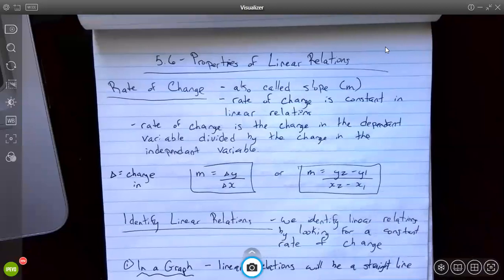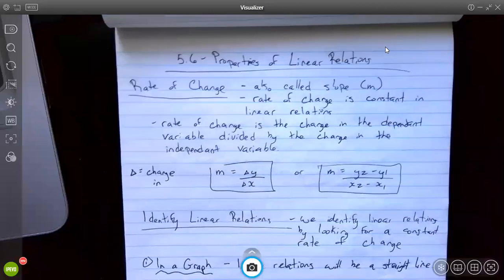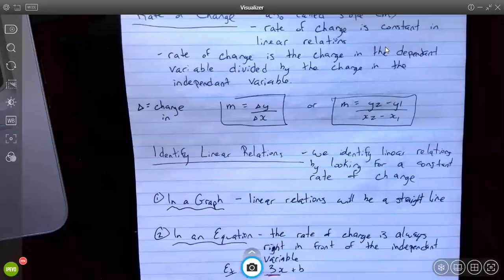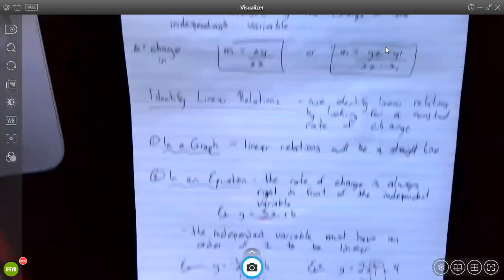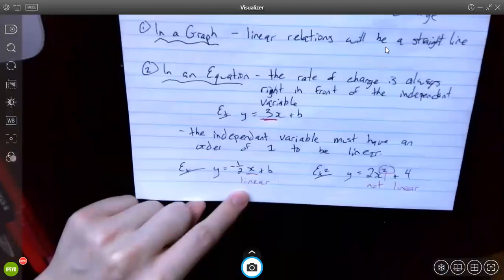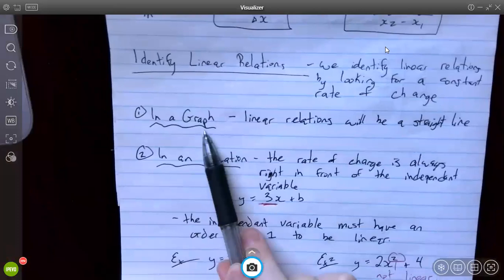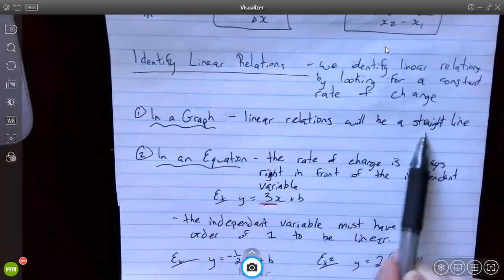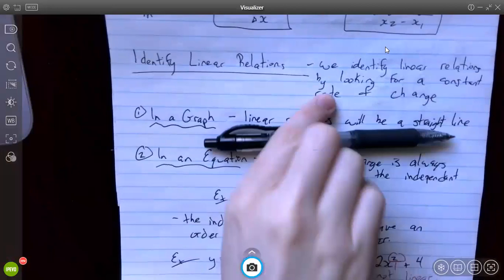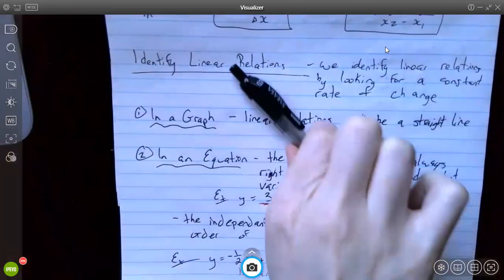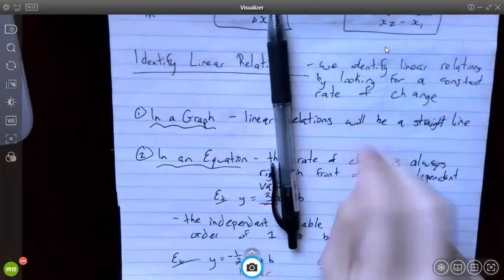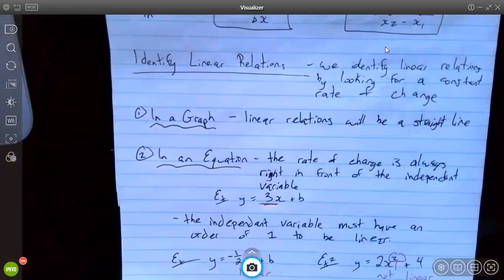So one of the things we're going to be doing today is identifying whether or not something is a linear relation. And you'll have to be able to do this in a bunch of different forms. So the first form is a graph. And anytime we're looking to see if something is a linear relation or not, what we're really checking to see is, does it have a constant rate of change? So in a graph, that just means that your line will be a straight line. It could be a straight line going across, or a straight line going up, or a straight line going down, or even a completely vertical line. All of those would be linear relations as long as the line is straight.